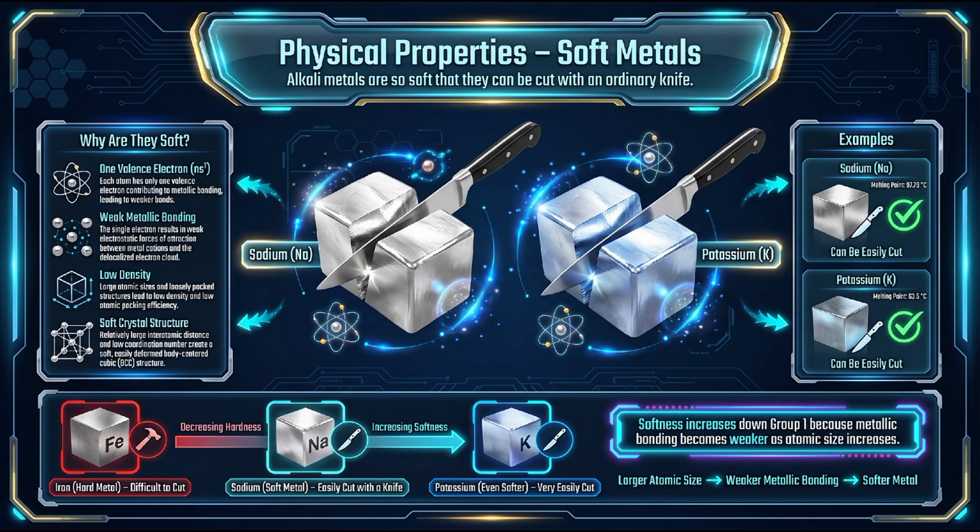The softness of alkali metals also influences their industrial applications. Since these metals are highly reactive and mechanically weak, they are generally not used for making structural materials or construction components. Instead, they are mainly used because of their chemical properties rather than their mechanical strength. Sodium compounds are widely used in industry, potassium compounds are important fertilizers, and lithium is extensively used in rechargeable batteries because of its light weight and high electrochemical potential.